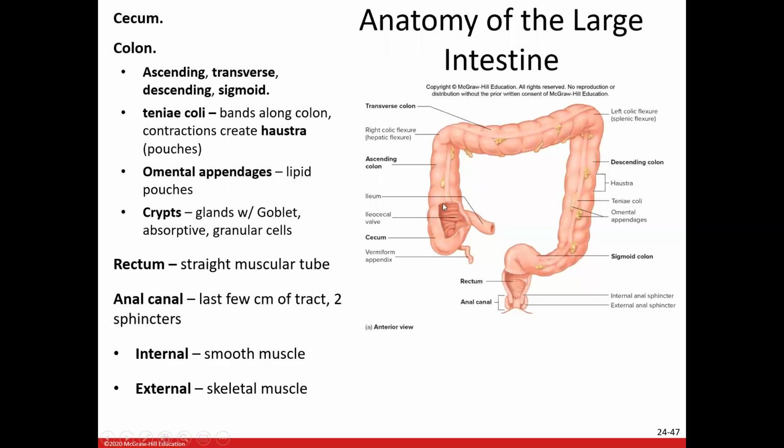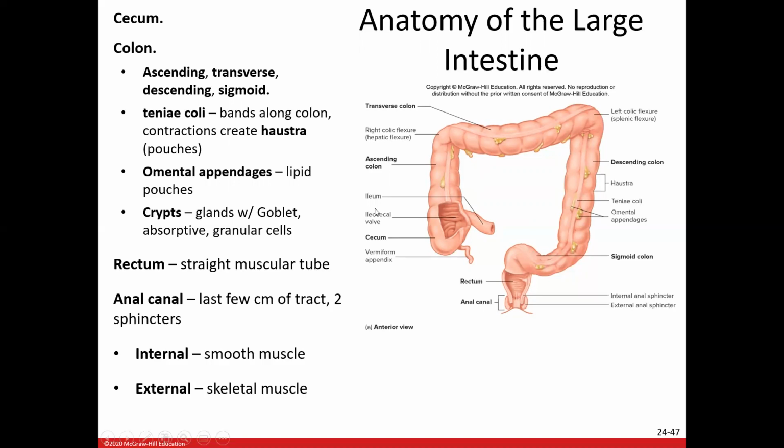You have the ascending section, the ascending colon, which is the part that ascends, a transverse section that goes across, the descending colon, which comes down, and then this sigmoid colon, which is this S-shaped part right here that I'm running my mouse over. So four pieces of the colon.